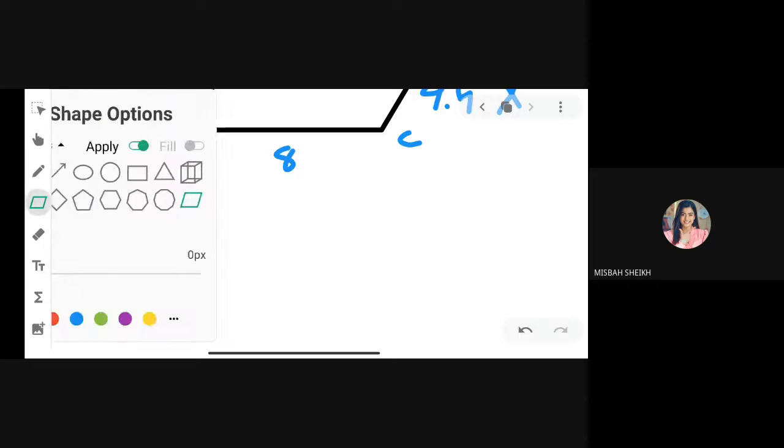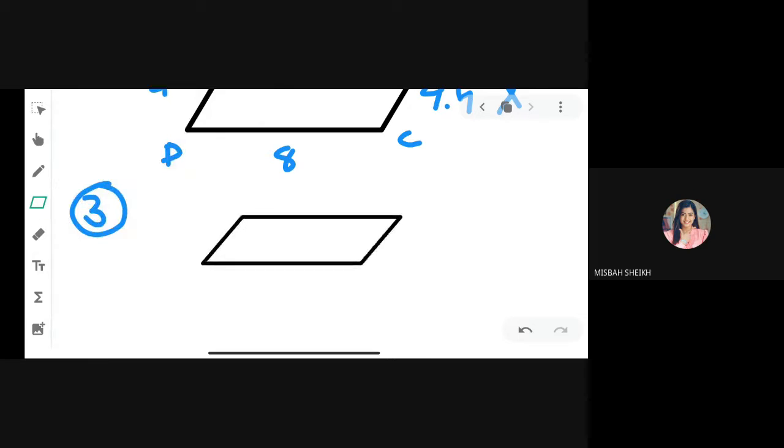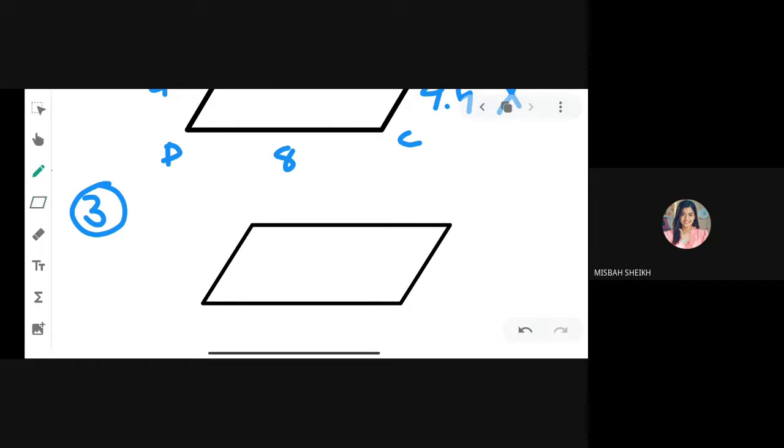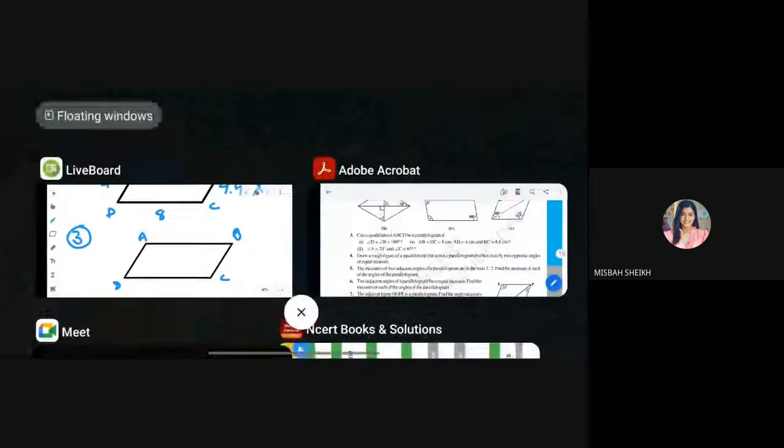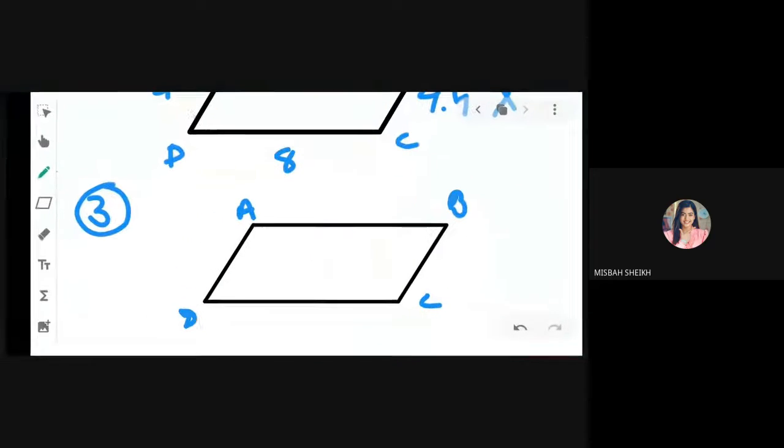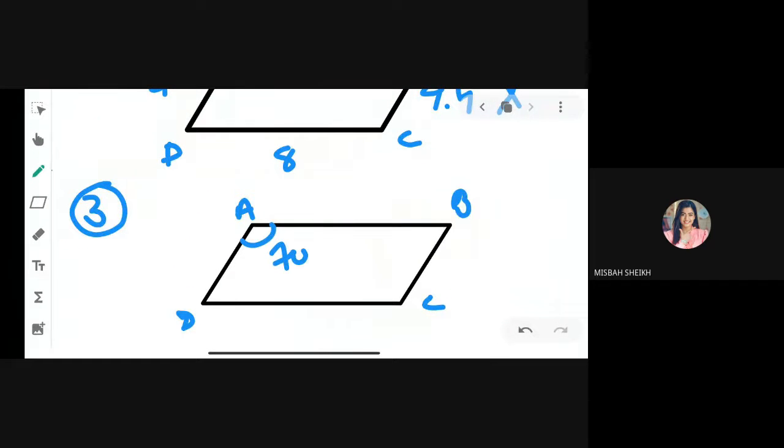And the last, in which again some dimensions are given: A, B, C, D. Angle A is equal to 70 and angle C is equal to 65. No, it's not a parallelogram. Why? Because in a parallelogram, opposite angles are always equal. So here angle A and angle C are given. Angle A is 70 degrees and angle C is 65 degrees.